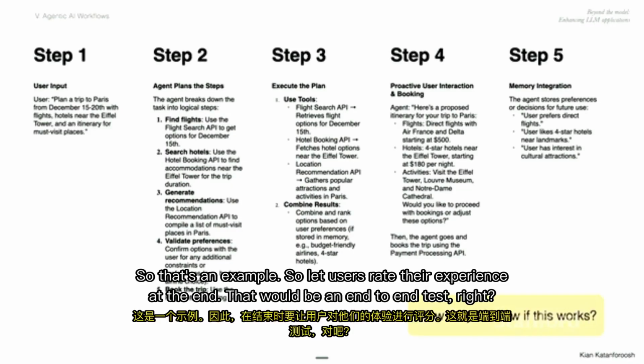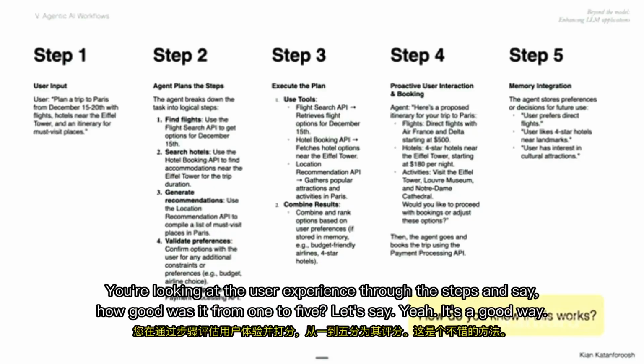Users rate their experience. So that's an example: let users rate their experience at the end. That would be an end-to-end test, right? You're looking at the user experience through the steps and say, how good was it from 1 to 5, let's say. Yeah, it's a good way.